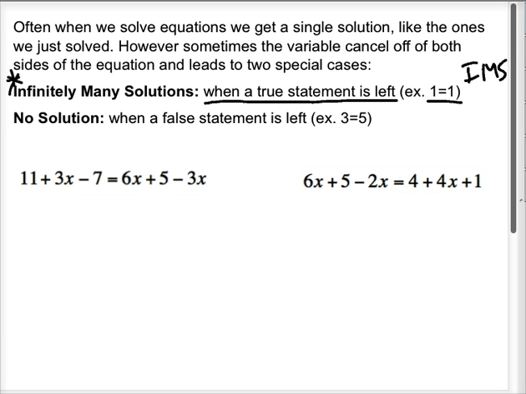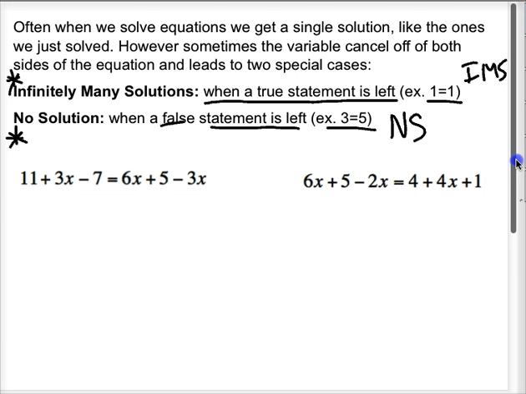Now, what if it cancels off and a false statement is left? Something like 3 equals 5, 0 equals 1, so on and so forth. That is a no solution case, right? No solution will solve that equation. Nothing will work. And again, if you want a shorthand, if you don't want to write out no solution every time, I will just let you put NS to abbreviate it. And I will know that you're communicating to me that that is a no solution situation.